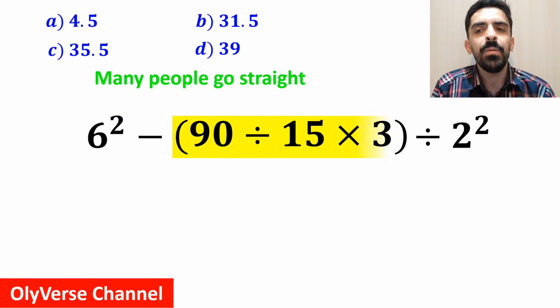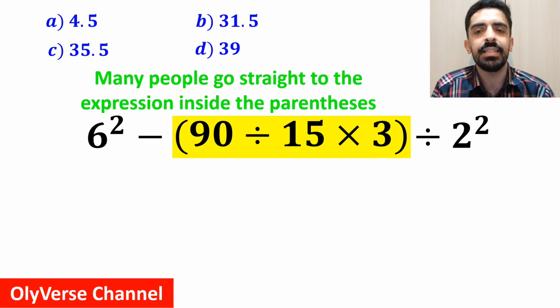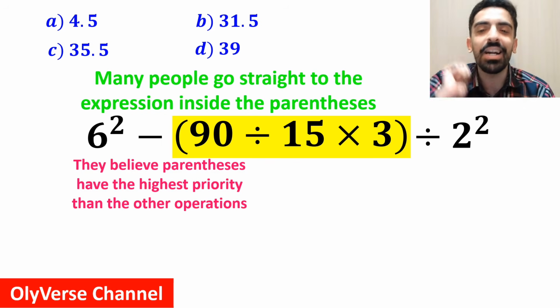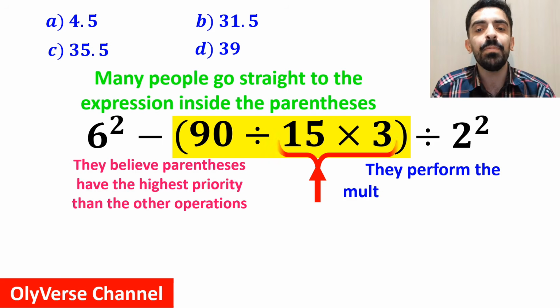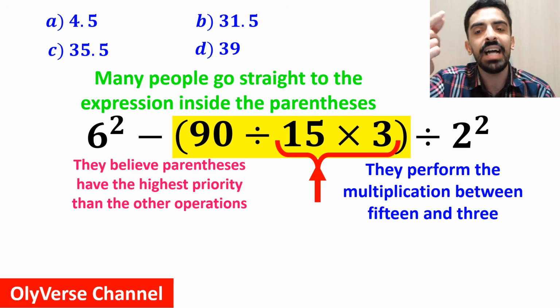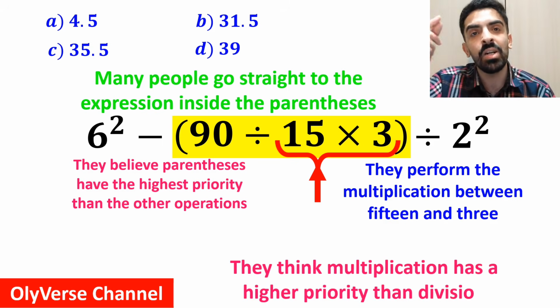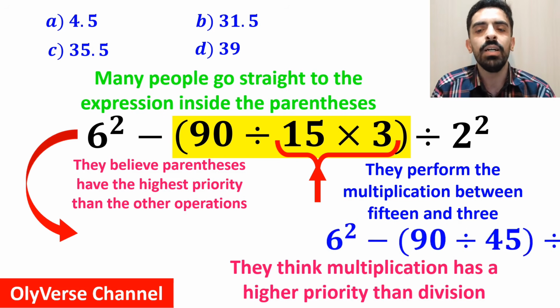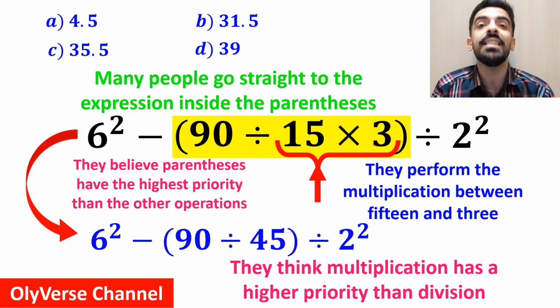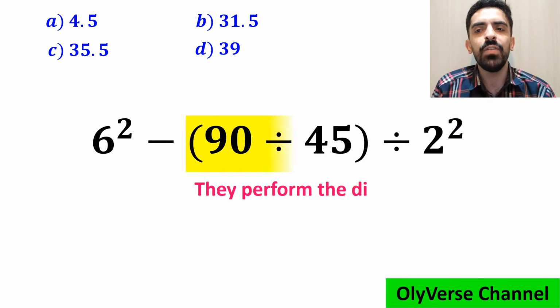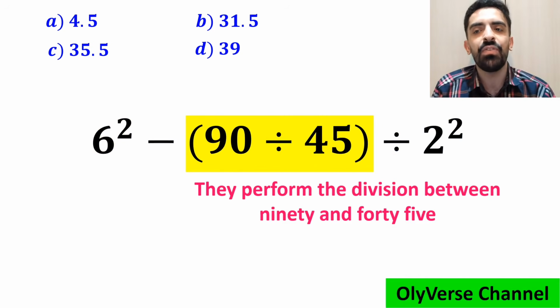At the beginning, many people go straight to the expression inside the parentheses because they believe parentheses have a higher priority than the other operations. And they immediately perform the multiplication between 15 and 3 because they think multiplication has a higher priority than division. So, they simplify this expression and write it as 6 squared minus 90 divided by 45 inside the parentheses, then divided by 2 squared.